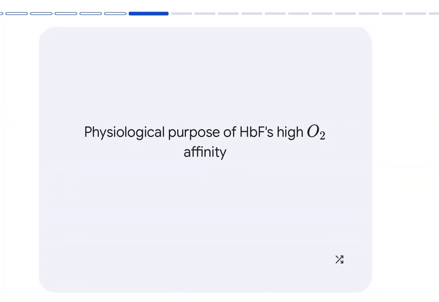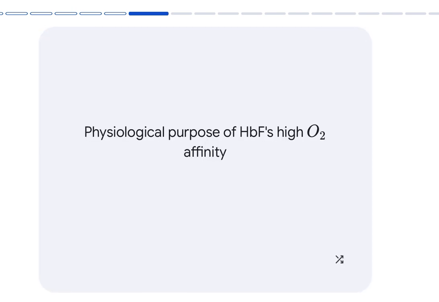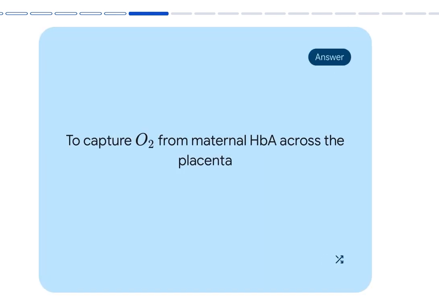Physiological purpose of fetal hemoglobin: high oxygen affinity to capture the oxygen from maternal HbA across the placenta. What is the purpose of the fetal hemoglobin? That it carries a high affinity for oxygen. The main purpose is to capture the oxygen from maternal HbA across the placenta.